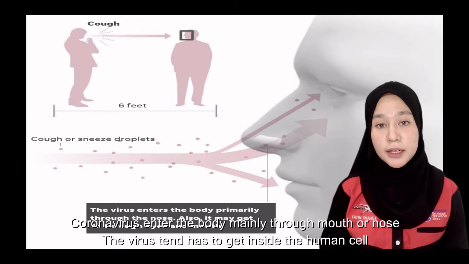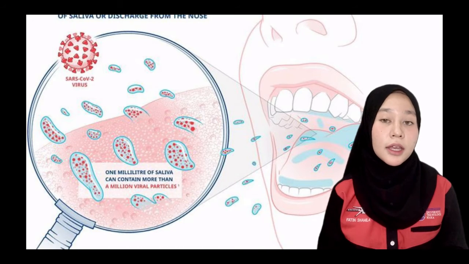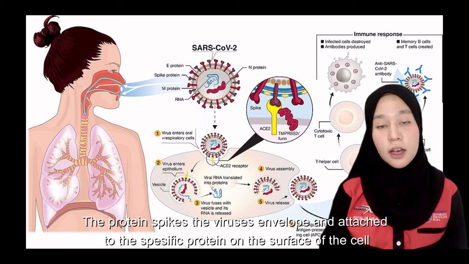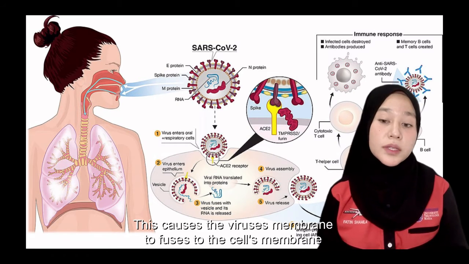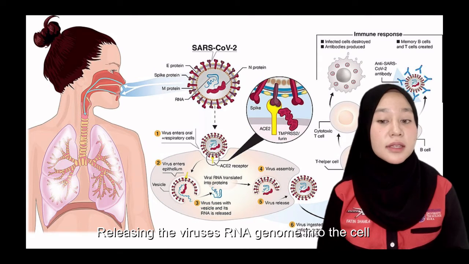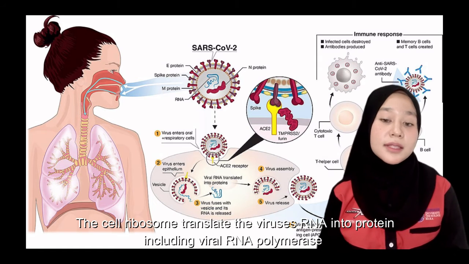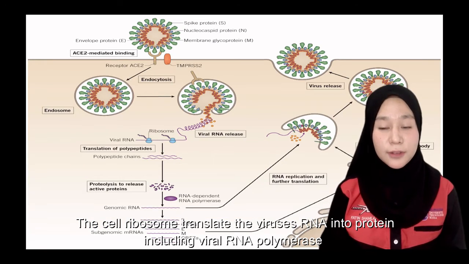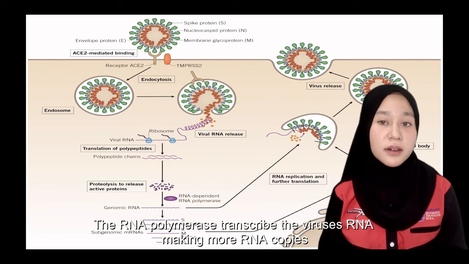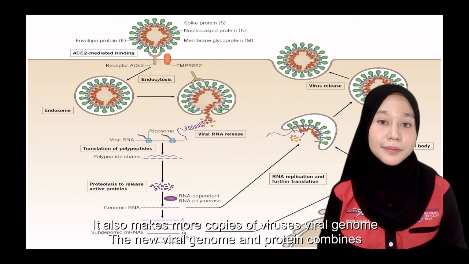Coronaviruses enter the body mainly through the mouth or the nose. The virus tends to get inside the human cell. The protein spikes on the virus's envelope attach to a specific protein on the surface of the cell. This causes the virus's membrane to fuse to the cell's membrane, releasing the virus's RNA genome into the cell. The cell's ribosomes translate the virus's RNA into proteins, including viral RNA polymerase. The RNA polymerase transcribes the virus's RNA, making more RNA copies that are later translated into proteins.